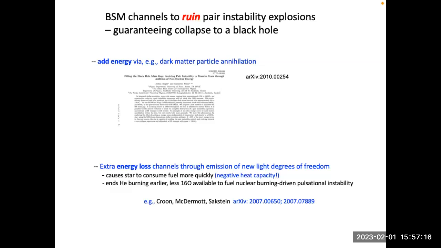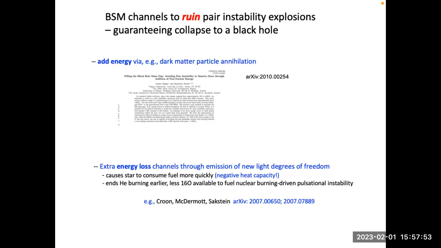Or you can add extra energy loss channels through emission of, for example, new light degrees of freedom, scalar particles or something like that. That would cause the star to consume fuel more rapidly because it's cooling faster. Remember what happens when you cool off, you heat up. So you emit more of these things. And the net result of this is that helium burning will end sooner. That means there's less oxygen-16 available to burn when the collapse occurs. And that will probably reduce your probability of getting an explosion.